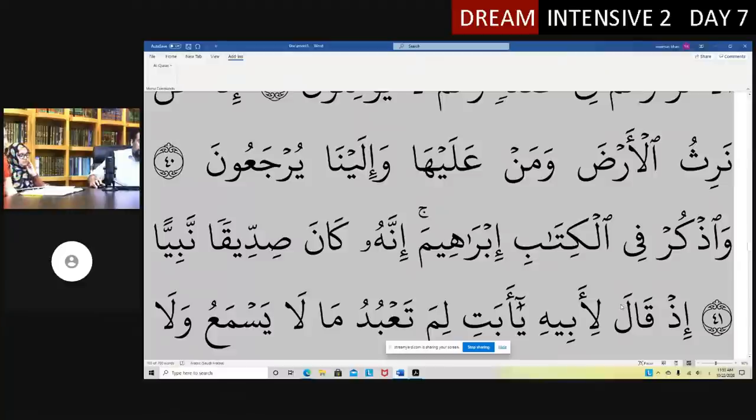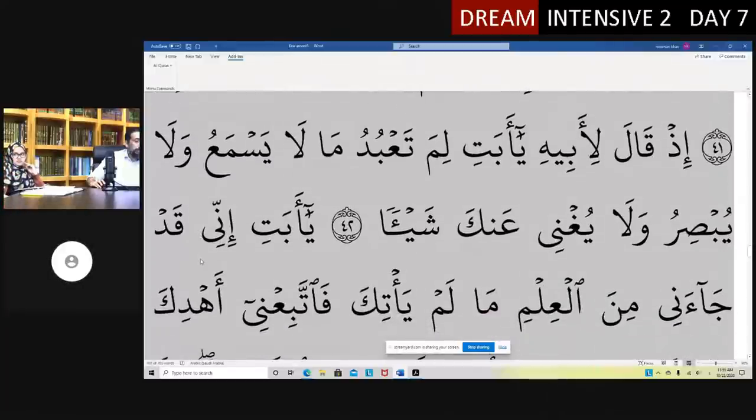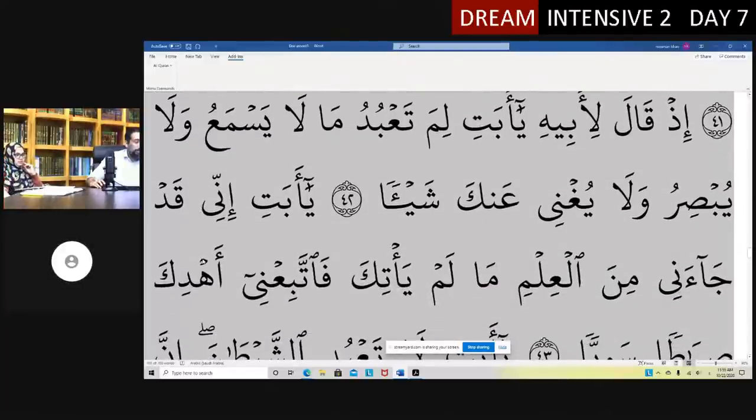Wa-dhkur fil-kitabi Ibrahim, innahu kana siddiqan nabiyya. Ustad, can you mention the surah number? Surah Maryam. Almost all of it.